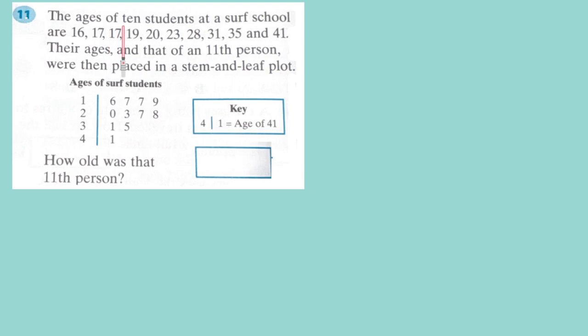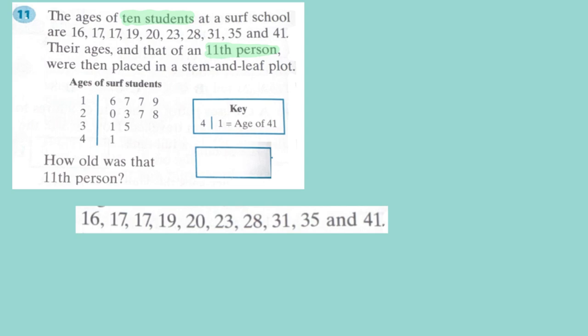The ages of 10 students at the surf school are 16, 17, 17, 19, and so on until 41. Their ages and that of an 11th person were then placed in a stem and leaf plot. This is your stem and leaf plot. The stem and leaf plot has one more person's age. Not 10, but 11 of them. How old was this 11th person?